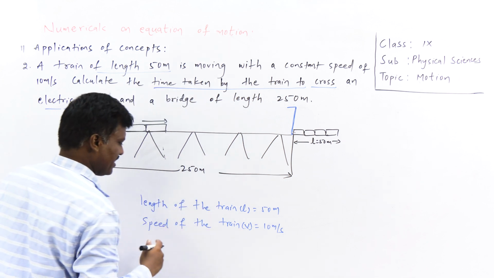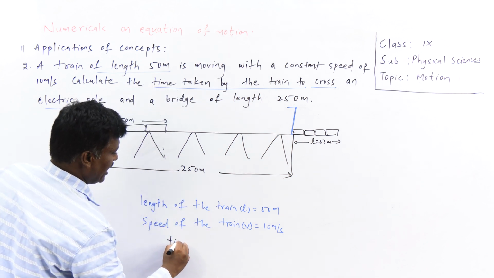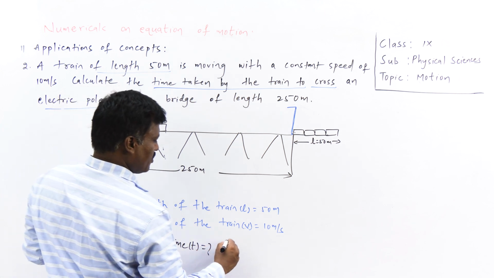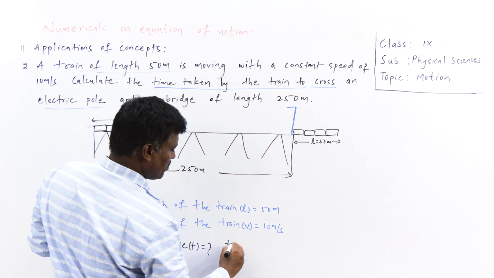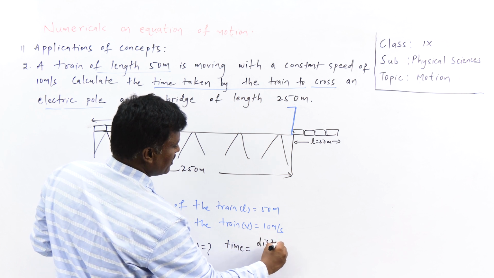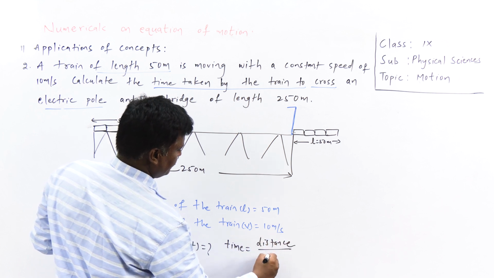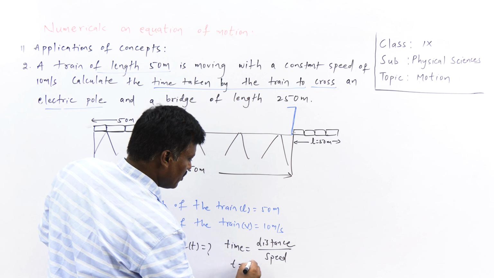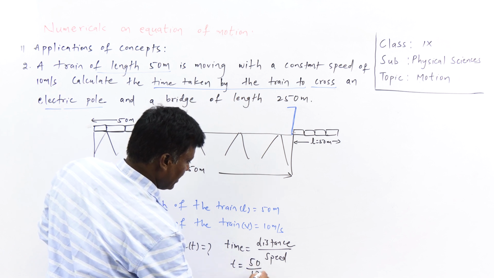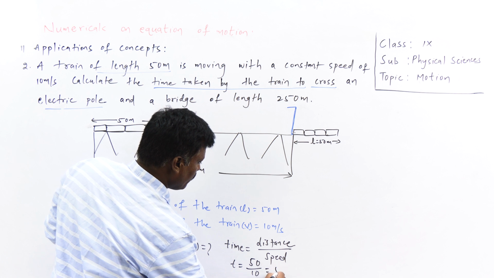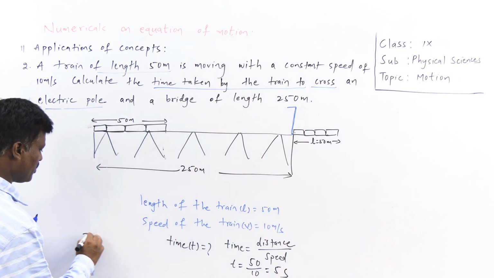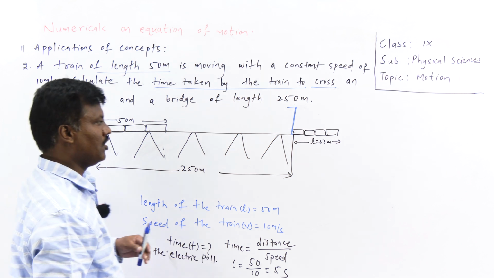Now in this case we have to calculate the time taken by the train to cross the pole. Speed is equal to distance by time. Time is equal to what? Distance by speed. This is the formula we are using. Time taken to cross the pole, T, is equal to distance traveled 50 meters by speed 10, then T is equal to 5 seconds. It is the time taken to cross the electric pole.